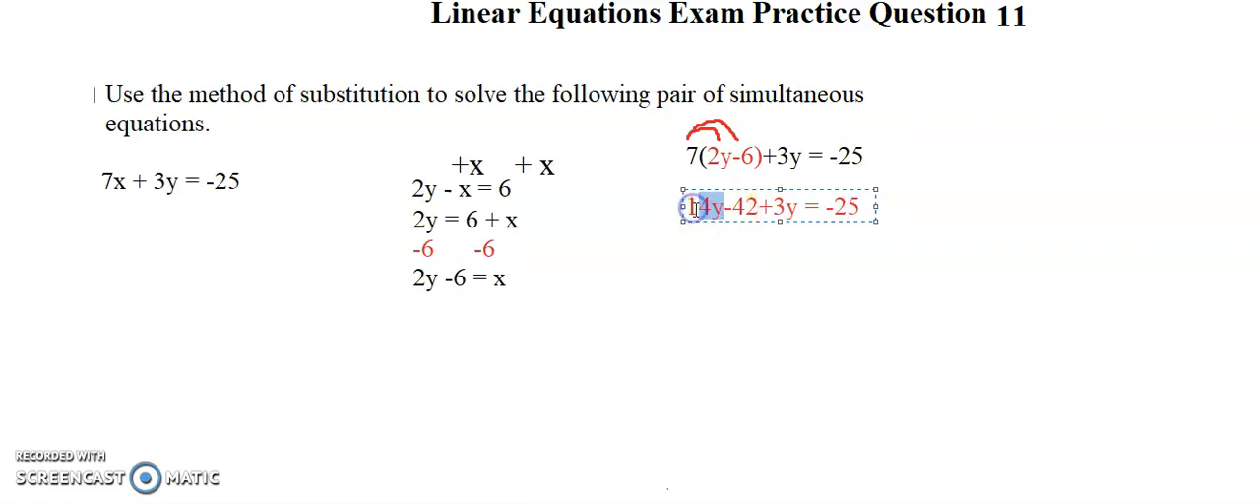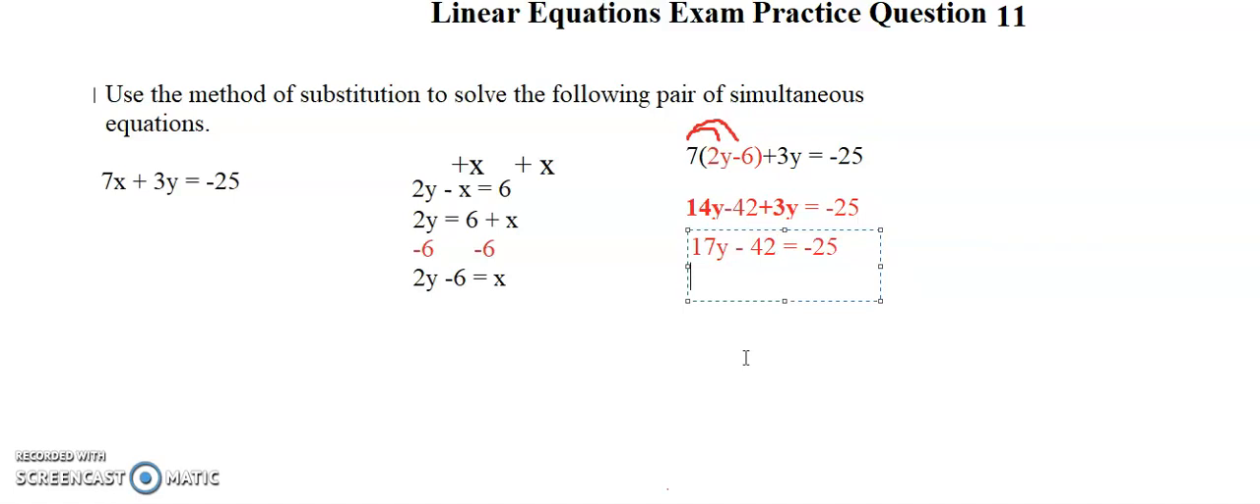Again here, I'm going to put in bold and highlight the fact that we have like terms, so we can simplify them. 14 groups of y plus 3 more groups of y equals 17y, take away the 42 is equal to negative 25.